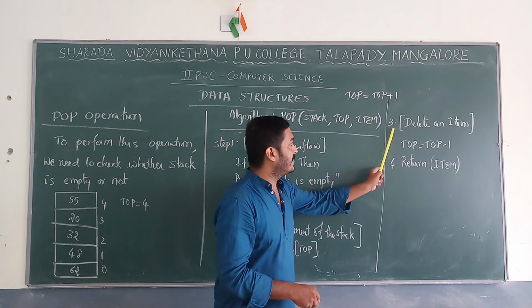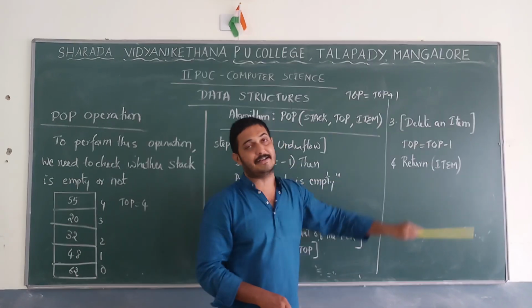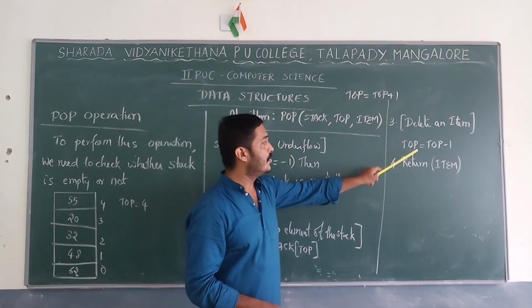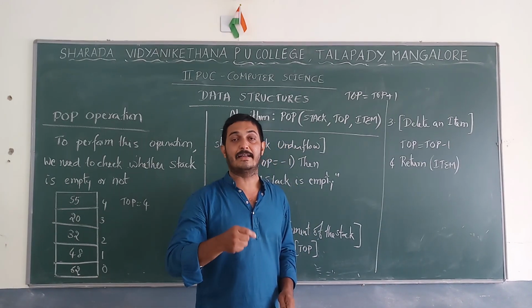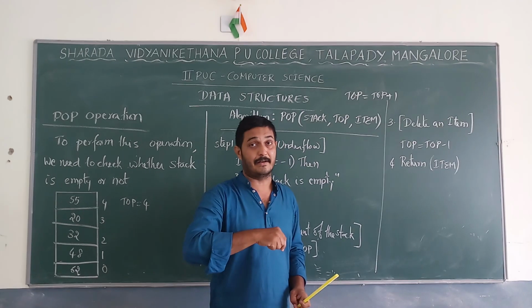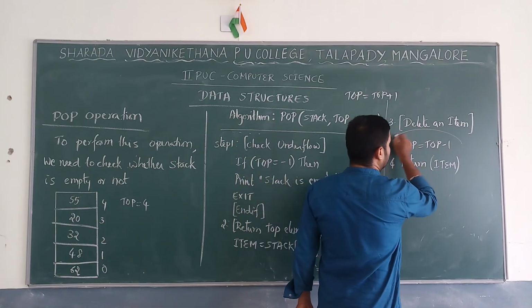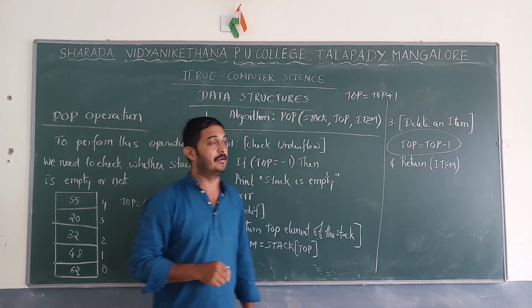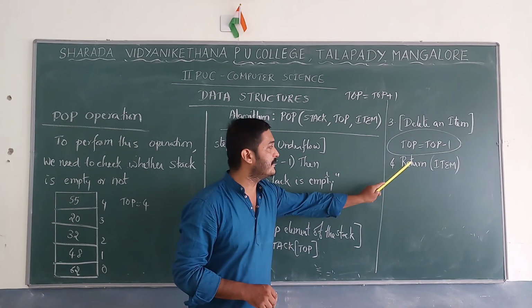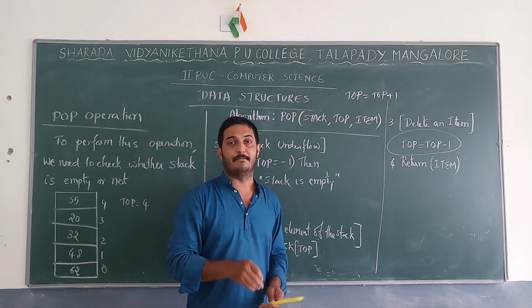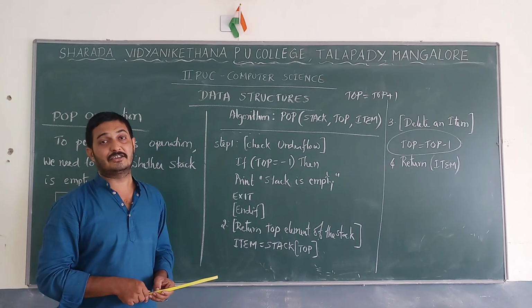Then the third step, here I am using this command: delete an item, and after this, top equal to top -1. Top equal to top -1 means that location will be decremented, and it is the main instruction that performs the pop operation. After this, the fourth step is return item. These are the steps for deleting or removing an element from the stack.